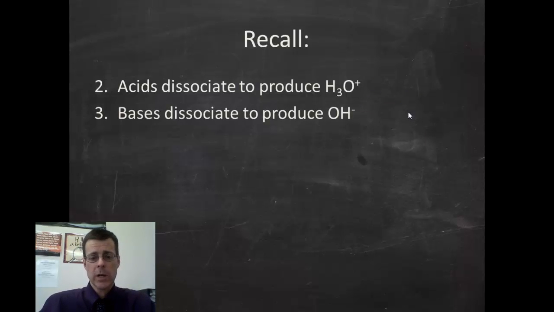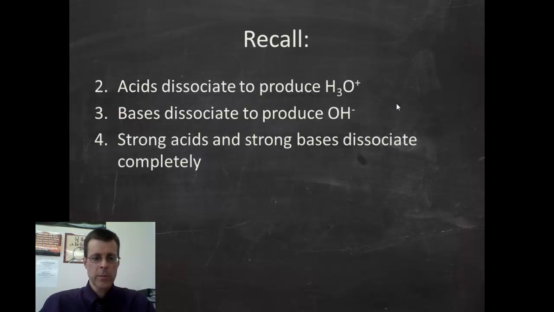Third thing that we kind of need to know is that bases are going to dissociate to produce hydroxide. However, for this video, we're really talking about acids. So the base thing we can tuck away in the back of our minds for a little bit. And then the fourth thing we know rather, is that strong acids and strong bases dissociate 100%. In this course, we're pretty much only going to be talking about strong acids and strong bases. So we don't really need to worry about the weak side of things other than they're there, just so that when we eventually do get to them, or when we do talk about them a little bit, we're at least familiar with the concept.